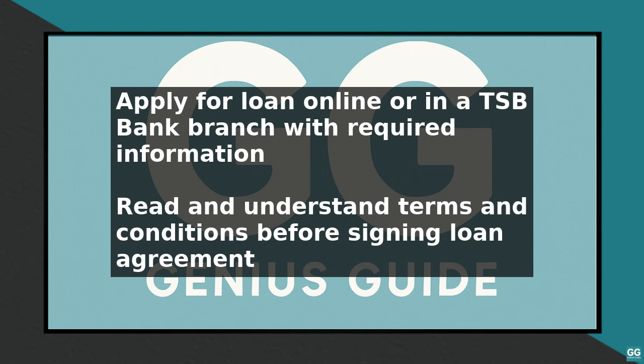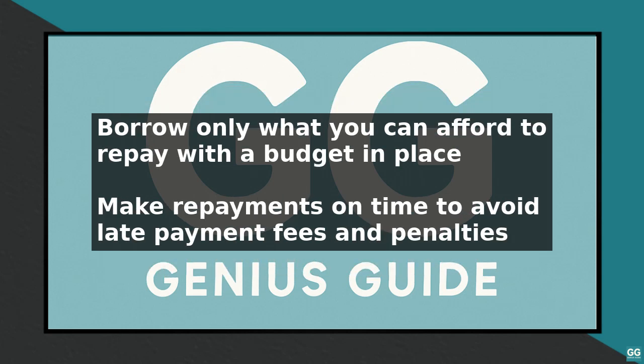TSB Bank also offers a range of repayment options, including the ability to make overpayments or pay off the loan early. This can help you save money on interest and pay off the loan quicker. Best practice is to only borrow what you can afford to repay, and to make your repayments on time to avoid any late payment fees.